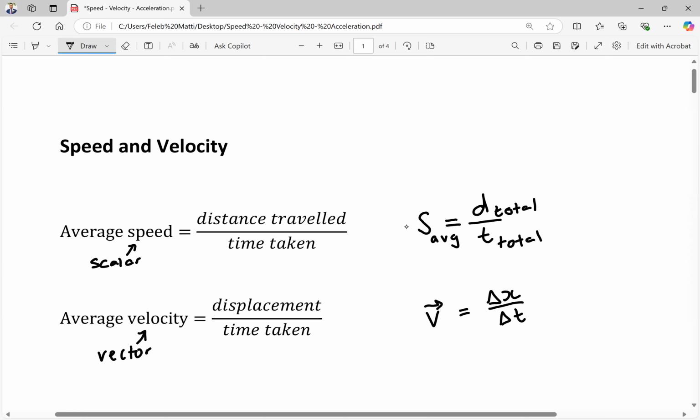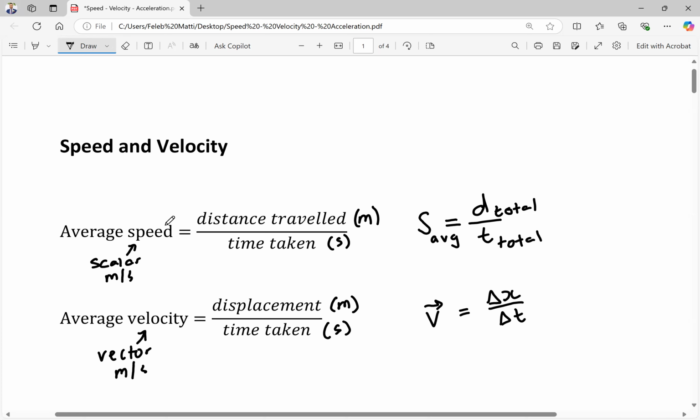And now let's look at the units. We know distance traveled could be in meters or kilometers. So if the distance is in meters and the time taken is in seconds, then the unit of speed would be meters per second. And displacement is also in meters. Time taken is in seconds. And the average velocity would be in meters per second.